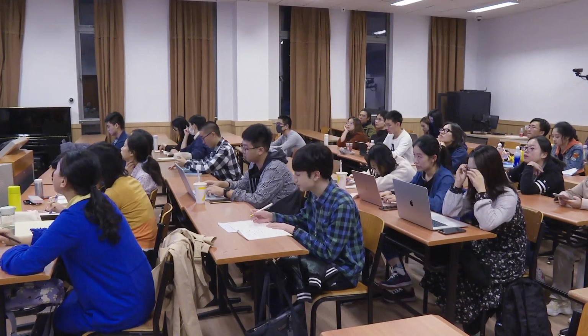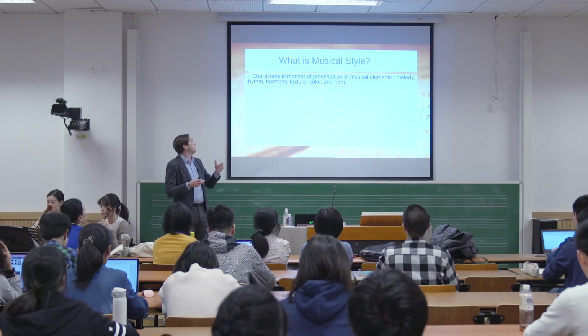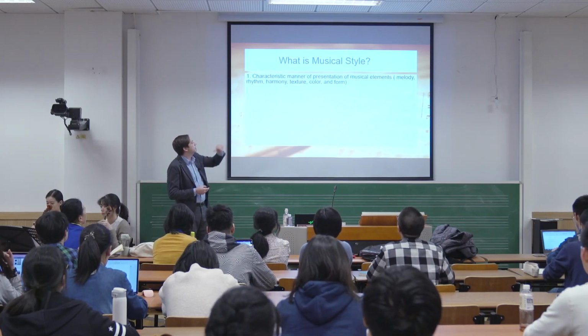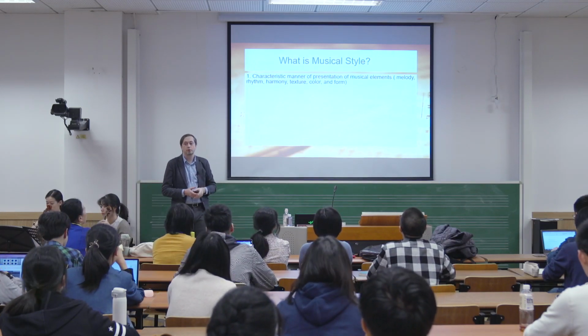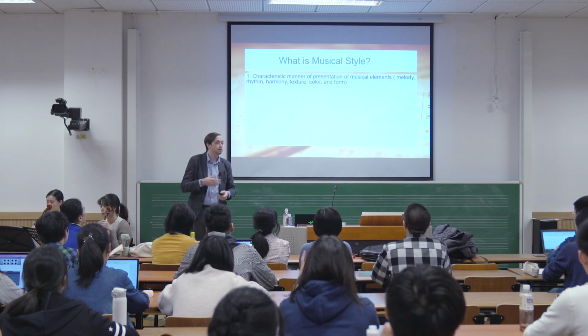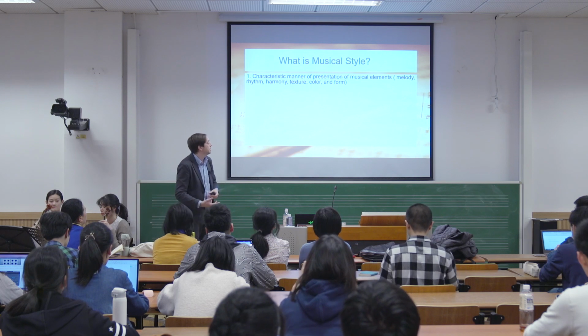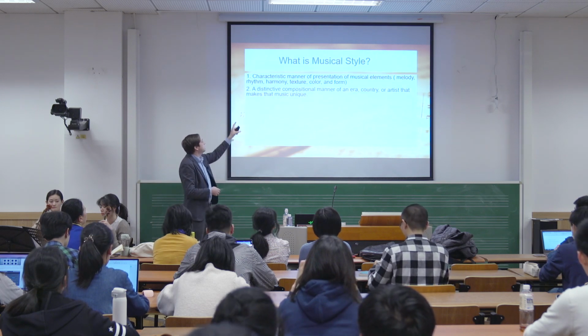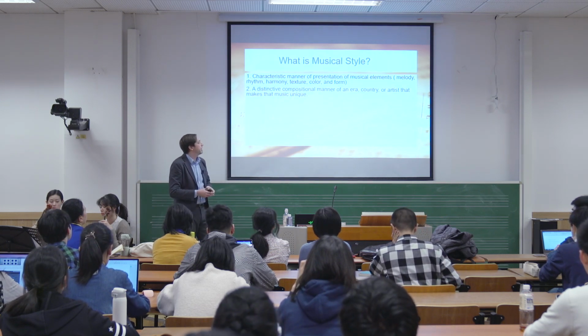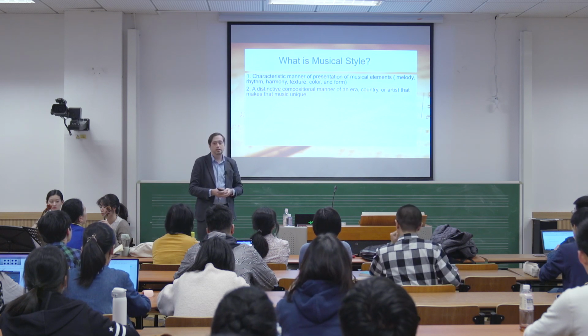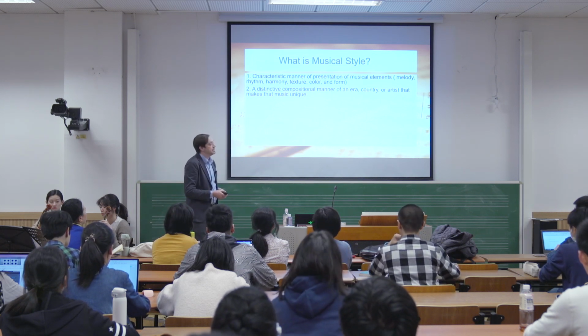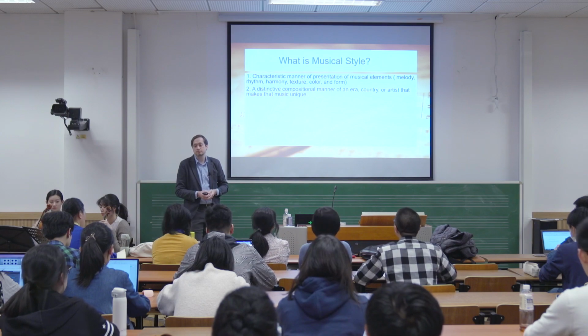The musical style, the melodic style, the rhythmic style, the harmonic style, texture, color, form. Form has a style. There were certain styles that forms happened in that they don't happen in now. Now we also said a distinctive compositional manner of an era, country, or artist that makes that music unique.